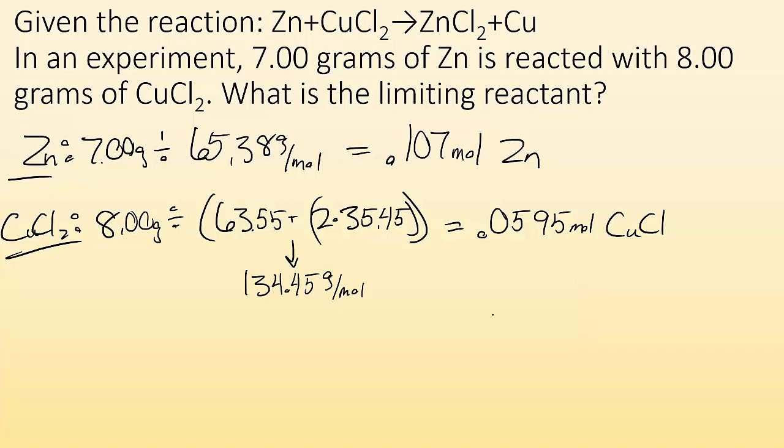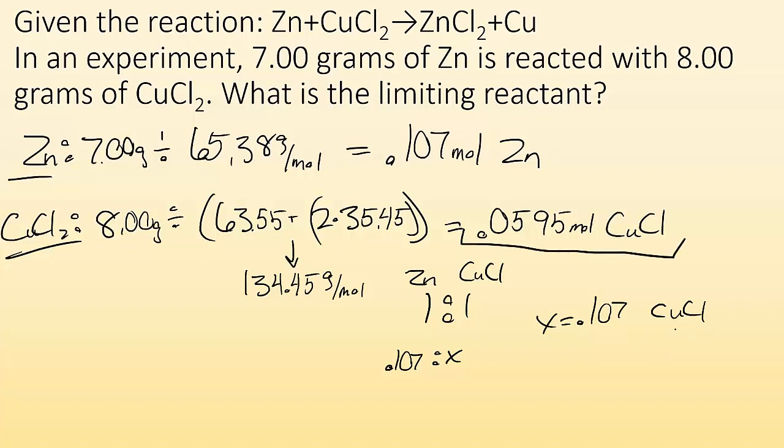So now I set up my mole ratio. In this case, it's just 1:1 for zinc to copper chloride. So I go, all right, just pick one of them. I'll use zinc. So we get 0.107 is to X. This one's really easy. X is I would need 0.107 moles of copper chloride to react completely. I don't have that much, so that tells me that I'm running out of copper chloride. I need 0.107. I only have 0.0595. So my copper chloride is my limiting reactant.